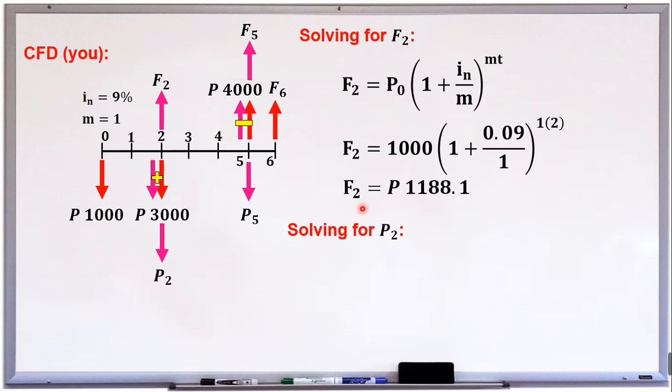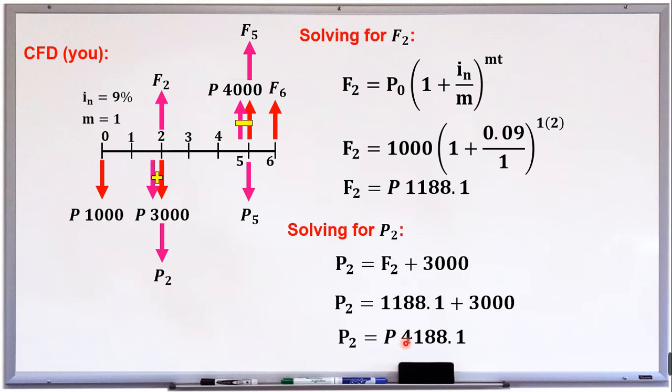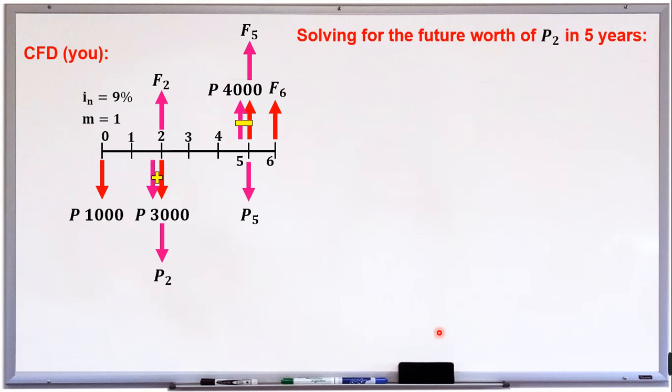Next, we're going to solve for the accumulated present worth on the second year. That is the sum of F2 and your 3,000 deposit. So your accumulated present worth in year 2 is 4,188.1. Next, we're going to solve for the future worth of P2 in the 5th year.